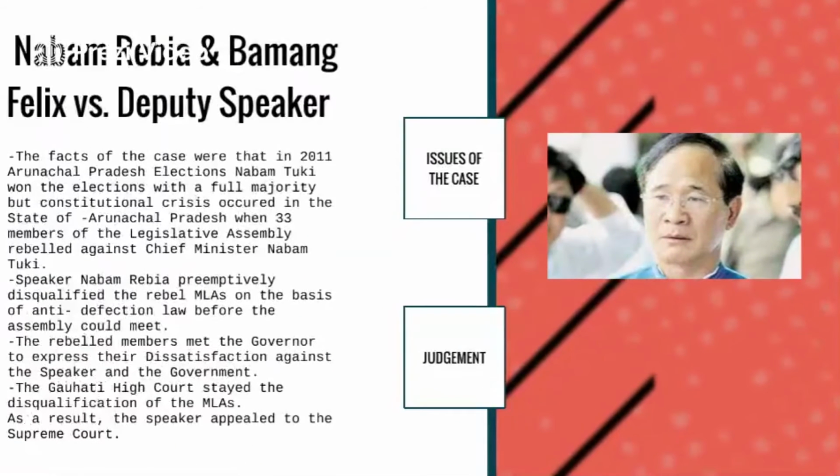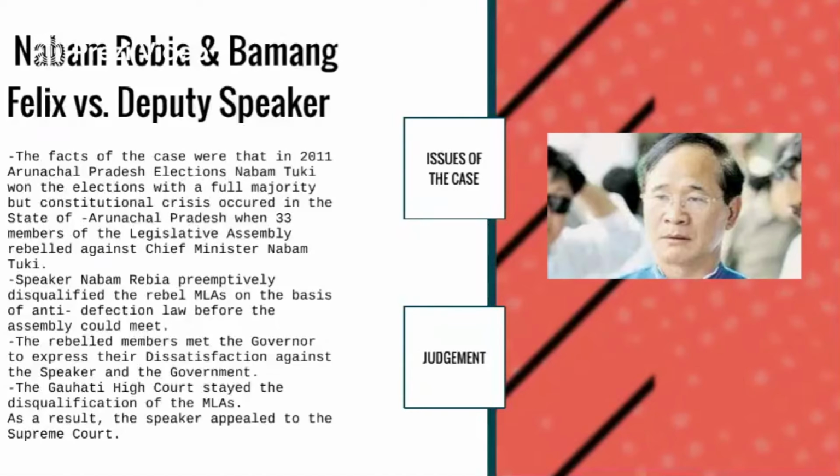Nabam Rebia and Felix was his deputy speaker. This case has a few similar elements as the S.R. Bommai case. Here, Nabam Tuki won the Arunachal Pradesh elections with a full majority, but crisis occurred when 33 members of the Legislative Assembly rebelled against the Chief Minister. Speaker Nabam disqualified the rebels on the basis of anti-defection laws before the assembly could meet.